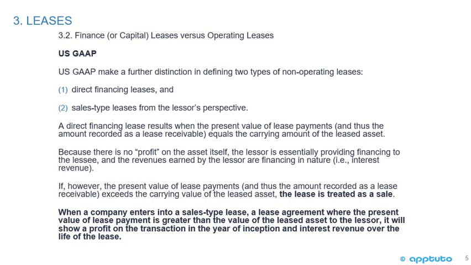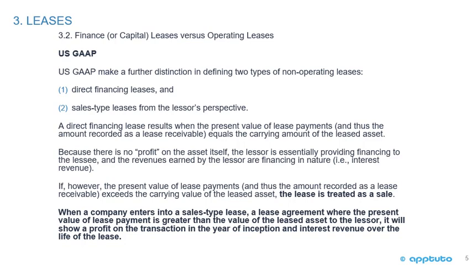Because there is no profit on the asset itself, the lessor is essentially providing financing to the lessee, and the revenues earned by the lessor are financing in nature, i.e. the interest revenue. If, however, the present value of lease payments, and thus the amount recorded as a lease receivable, exceeds the carrying value of the leased asset, the lease is treated as a sale.